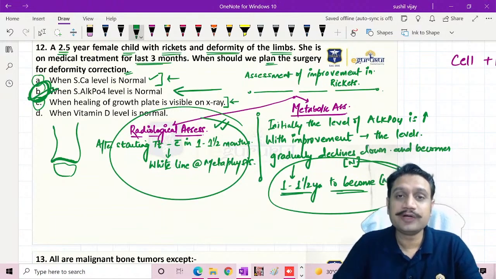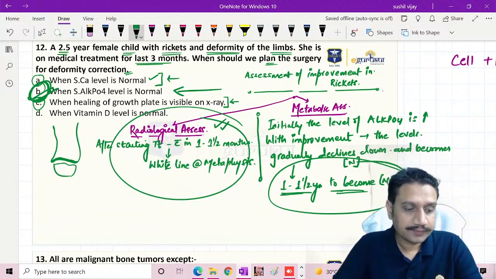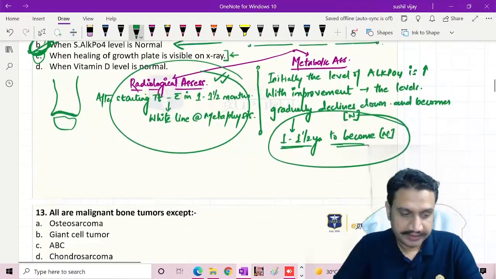So only operate when the blastic activity is low. Otherwise, even after your surgery, the deformity will come again because the blastic activity is more. Are we clear with this? Can we proceed? Yes, very good. Chalo, next.